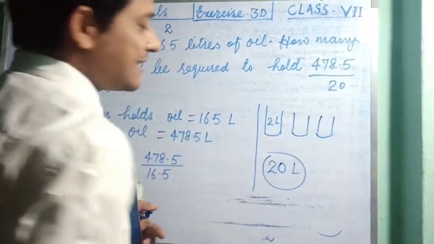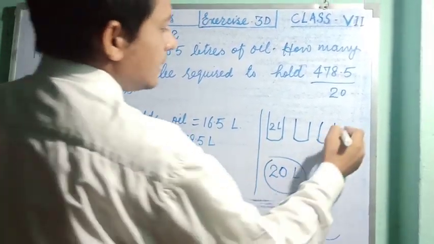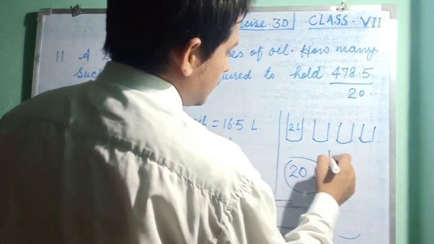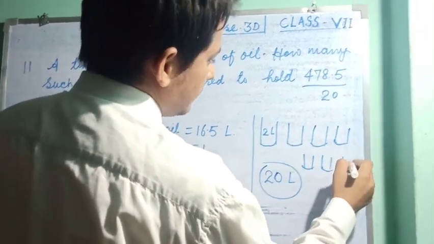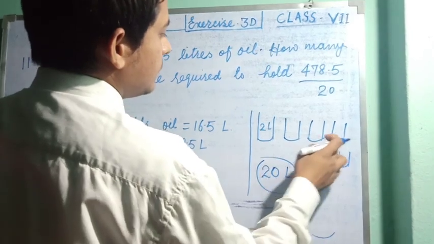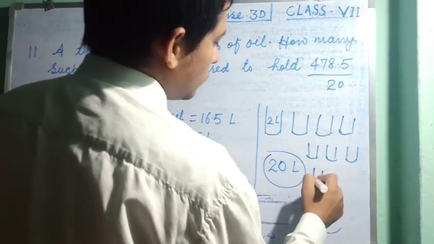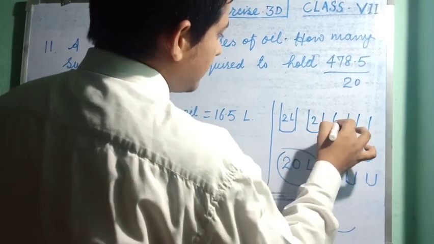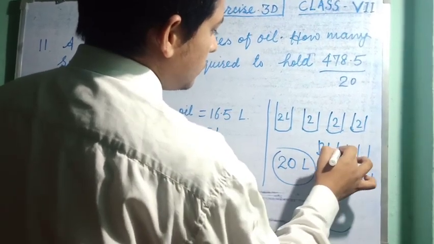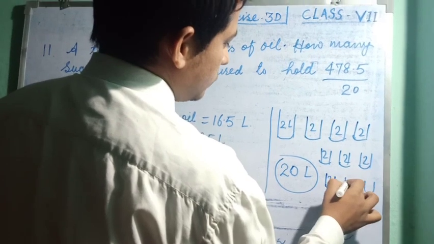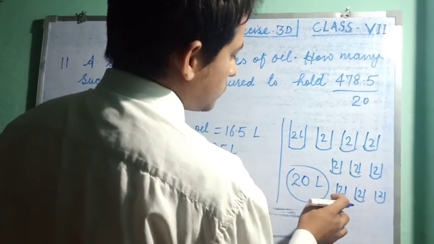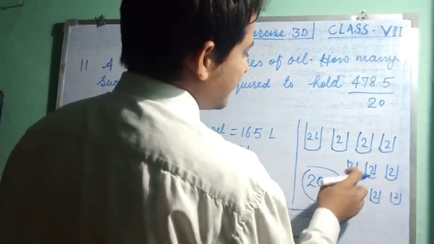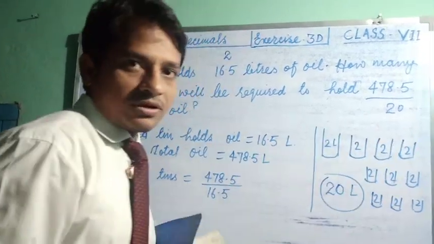How many such tins can hold all the oil? That is 2 liter, 2 liter, 2 liter, 1, 2, 3, 4, 5, 6, 7, 2 liter, 2 liter, and 2 liter. Now let us see. Here is 2 liter, 2 liters, 2, 2, 2. Here is also 2. That means 2 plus 2 plus 2. 1, 2, 3, 4, 5, 6, 7, 8, 9, 10. That means total covers 20 liter.